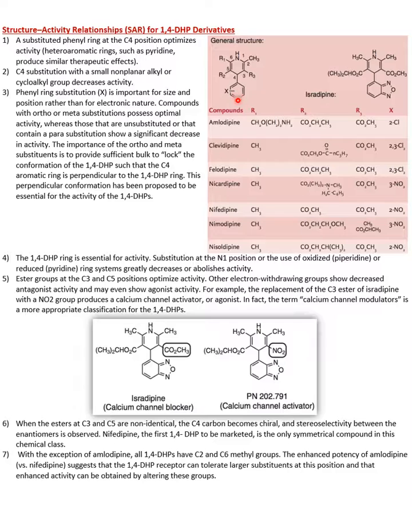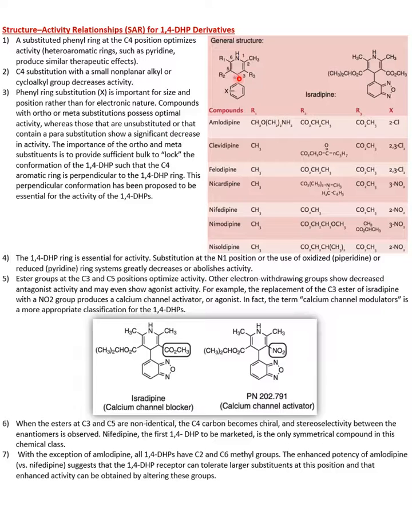And substitutions at the para position here would cause the activity to decrease. Okay, it will cause actually a significant decrease in the activity. Why is that? The reason is that we want this ring to be perpendicular to this ring. So in order to make that perpendicular, we could substitute groups at these positions, the ortho or meta, such that this ring is locked into the perpendicular position because it's no longer able to rotate around this single bond.